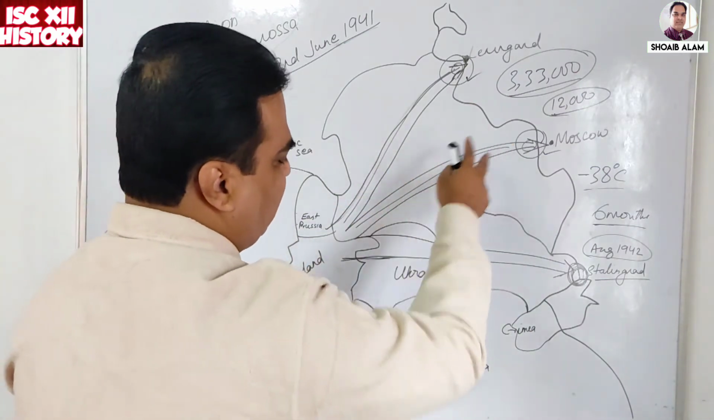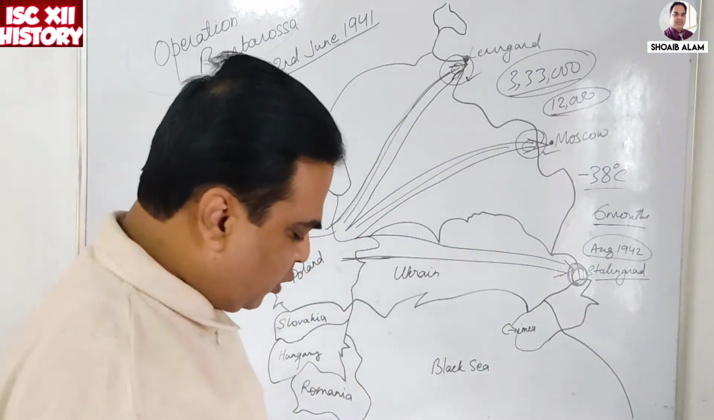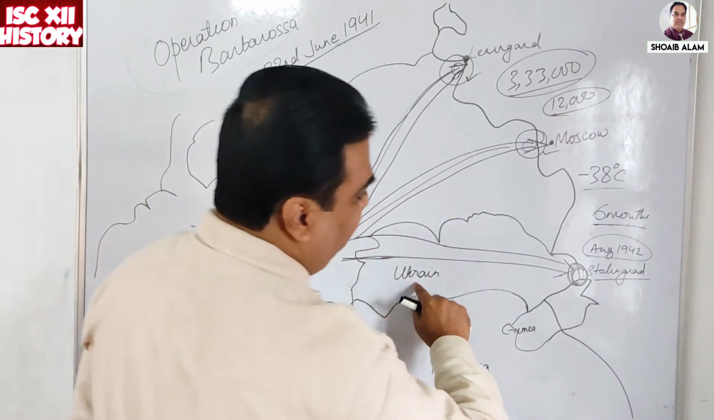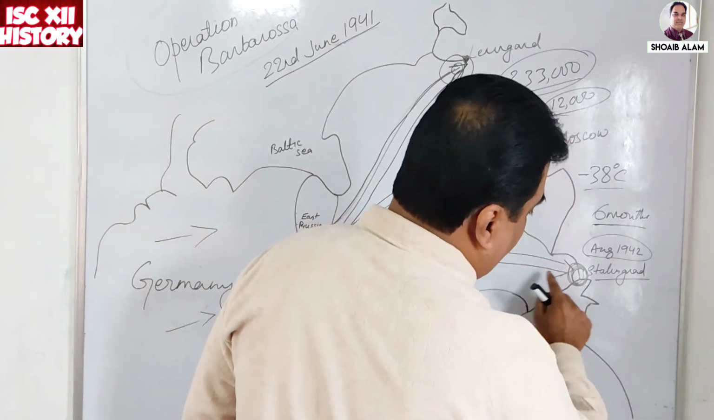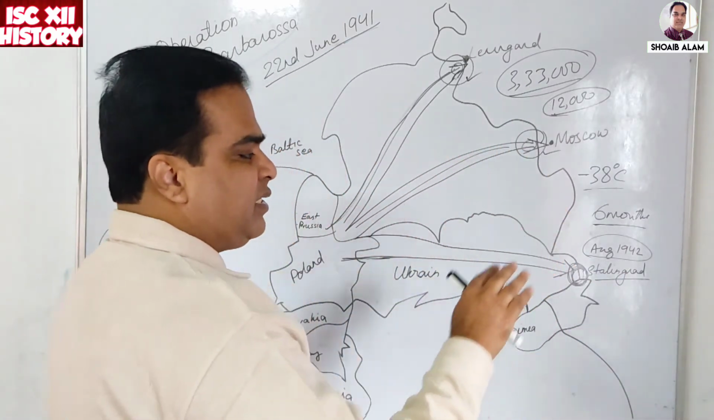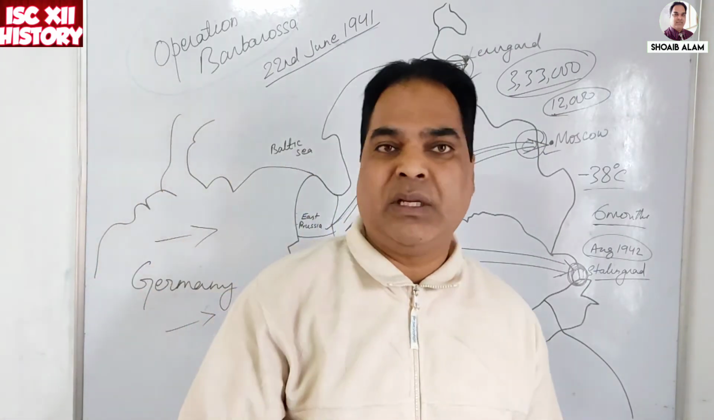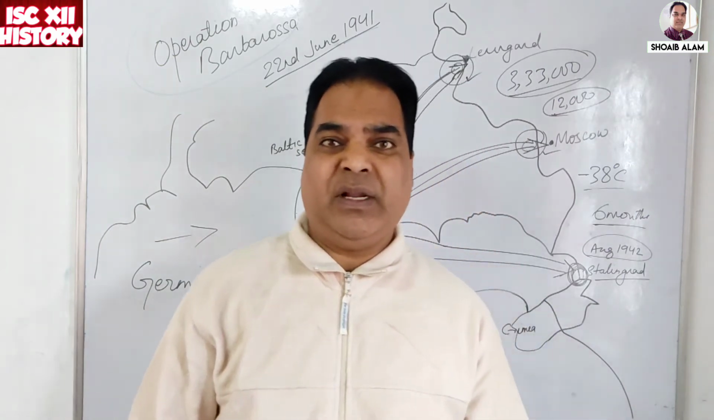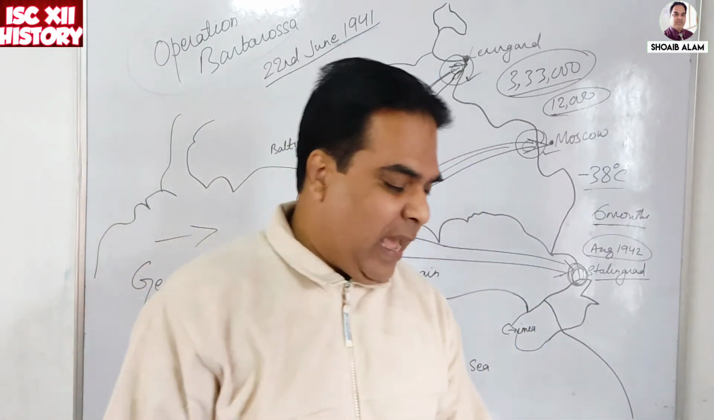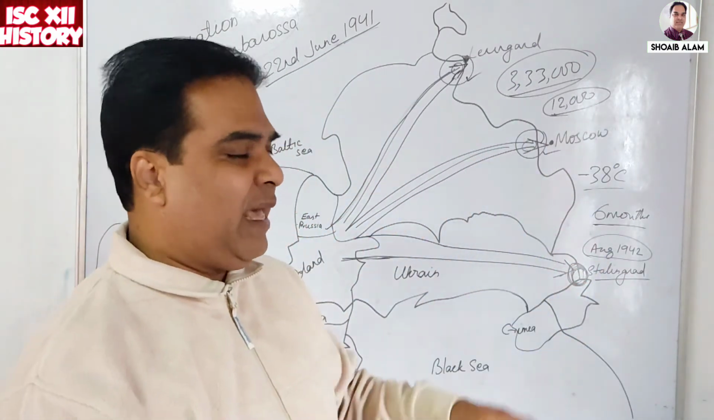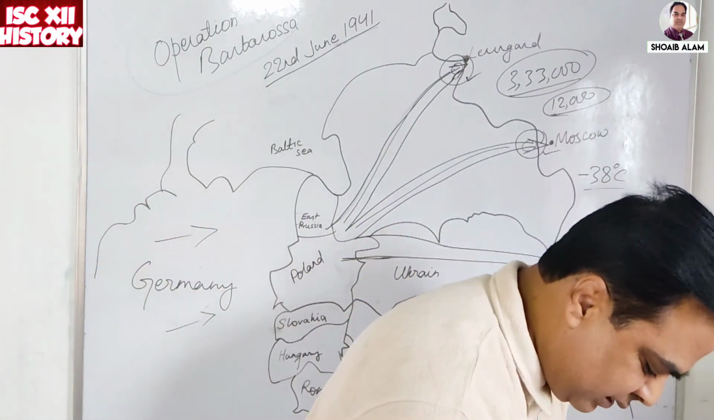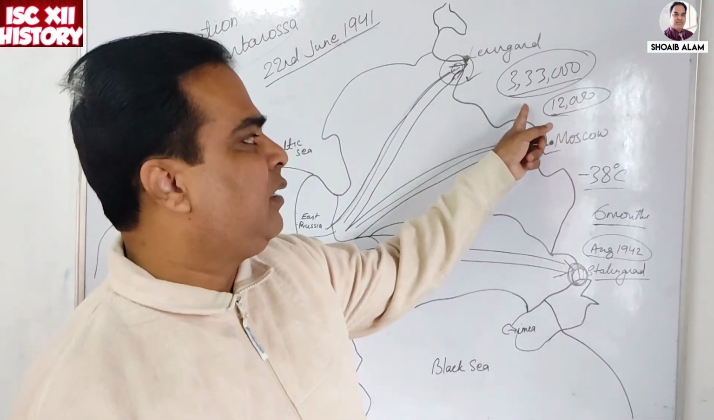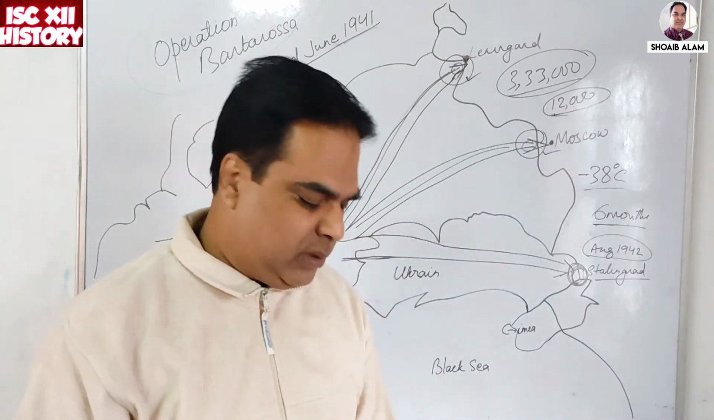So three advancements: they advanced from Leningrad, Moscow as well as Ukraine, and they became successful from Ukraine. They reached up to Stalingrad, and from here they tried, but here also Russians resisted them for 6 months, and that was the end of German survival in the Second World War. When the temperature went down, Russians started a counter-attack, and the 333,000 soldiers perished down to 12,000 soldiers.